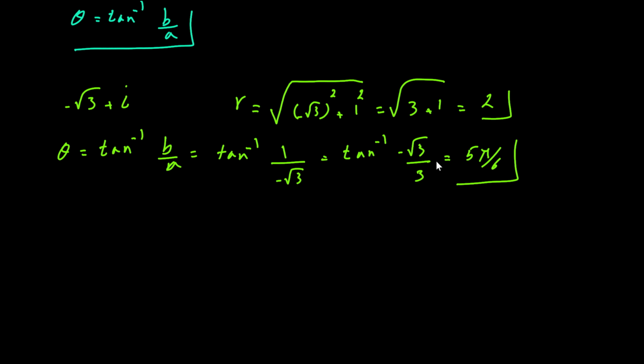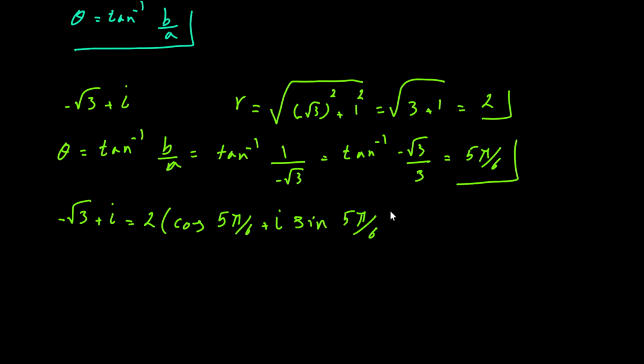So that's my theta. Now, in order to write that in polar form, negative root 3 plus i is equal to r, which is 2, cosine of 5 pi over 6 plus i sine of 5 pi over 6. And that is the polar form of that complex number. Now let's do another example.